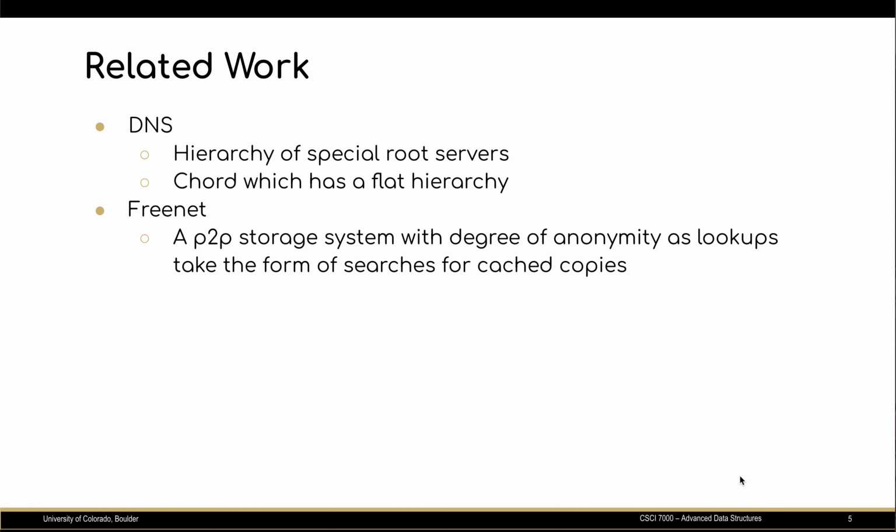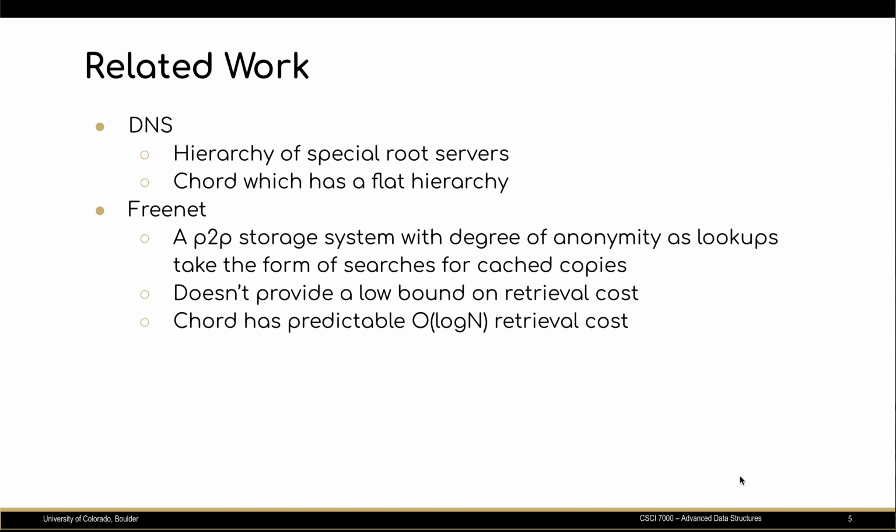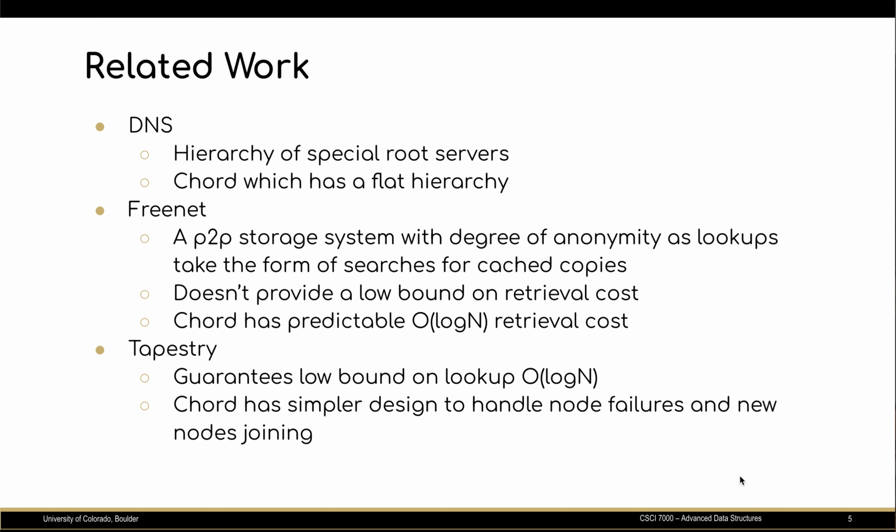and once the target node is found, the path is retraced, and while the path is retraced, the intermediate nodes will cache the key. So any subsequent lookup will be retrieved from the cached copies, and that's how it provides anonymity. However, it does not provide a lower bound on the retrieval cost, which Chord provides, a very good predictable log n retrieval cost. Tapestry is very similar to Chord. However, it's more complicated in terms of the protocol to handle node failure and node joining.